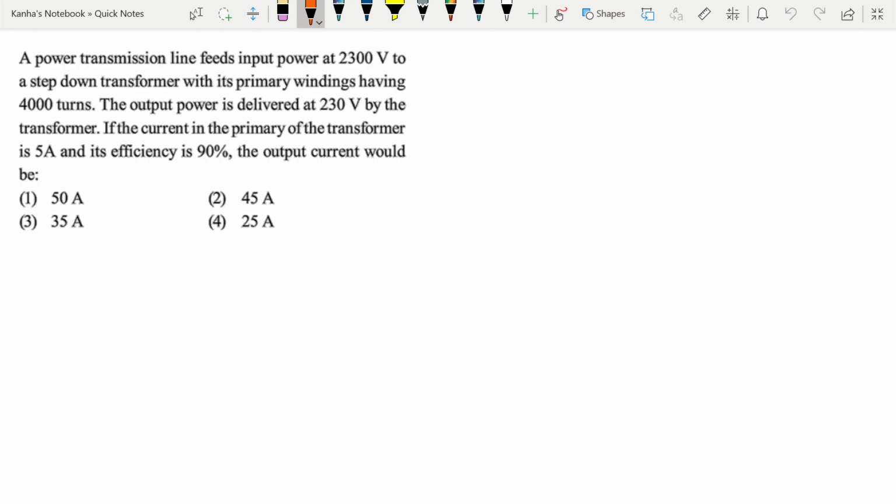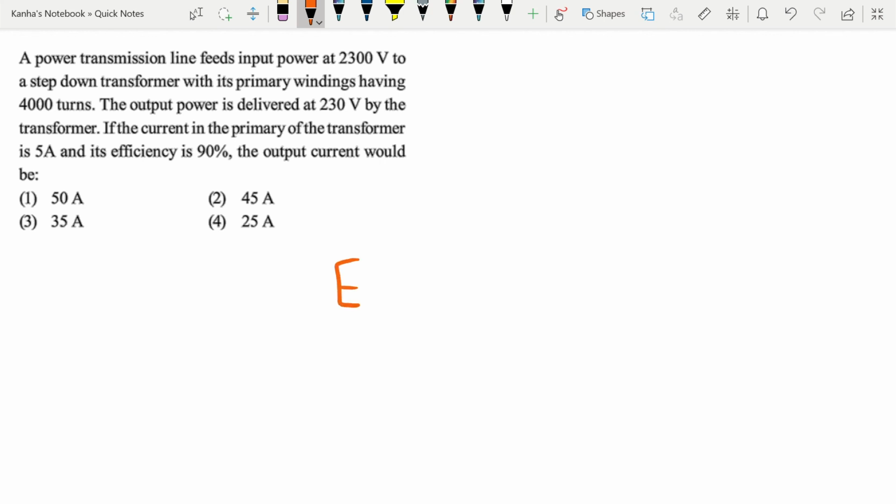Let's take a brief look at another question. A power transmission line feeds input power at 2300 volts to a step-down transformer with its primary windings having 4000 turns. The output power is delivered at 230 volts by the transformer. If the current in the primary of the transformer is 5 ampere and its efficiency is 90%, the output current would be what? Okay, so first of all, let's note what efficiency really means.